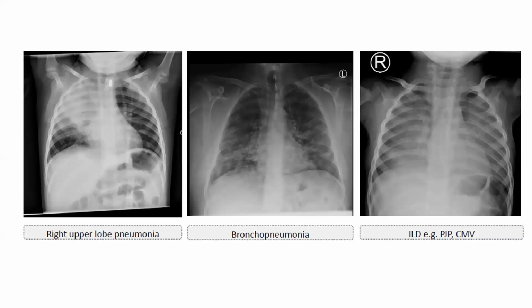So these are just a few radiographs showing the various things we've been talking about. This first one here shows the right upper lobe pneumonia. This is lobar pneumonia. Then here you can see bronchopneumonia in the second one. And in the third one, interstitial lung disease, such as in Pneumocystis jirovecii pneumonia, or CMV.